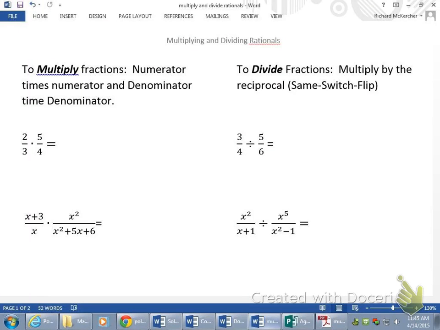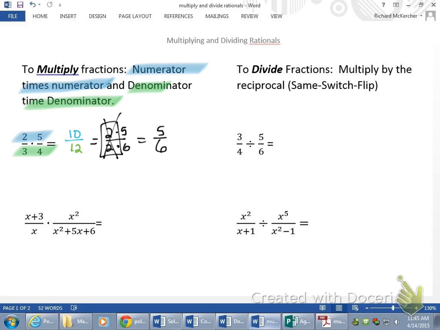Okay, Math 3, we're looking at multiplying and dividing with rationals. So basically we just do a quick review of what it means to multiply any kind of fraction. It's a numerator times a numerator and denominator times denominator. And what you see very clearly, and this is all from old school, is just straight across on the bottom. You end up with 10 over 12, which reduces with a common factor of 2 to 5/6.